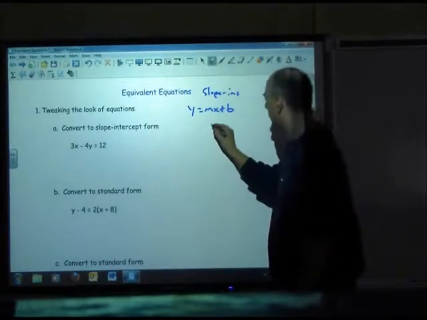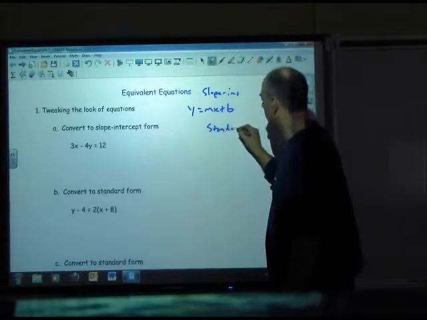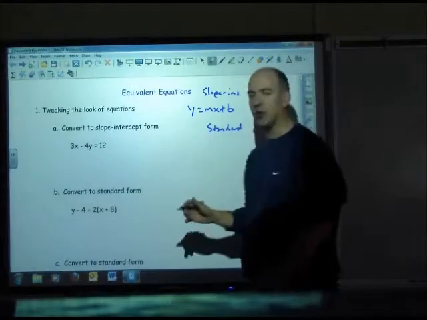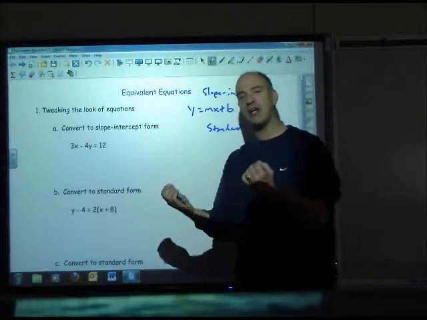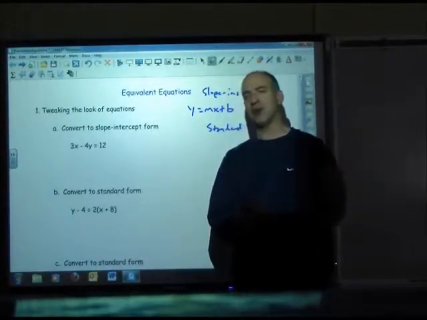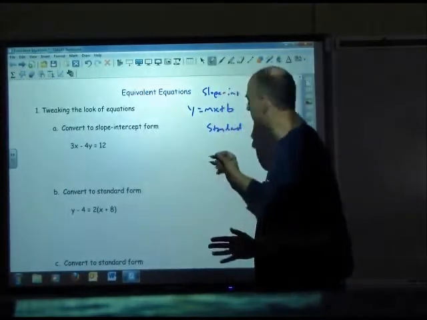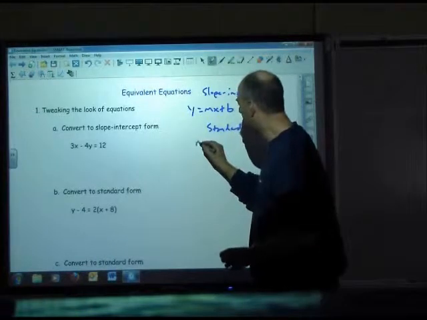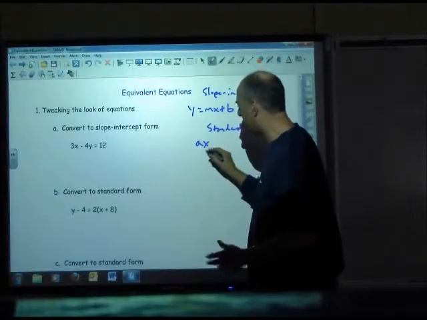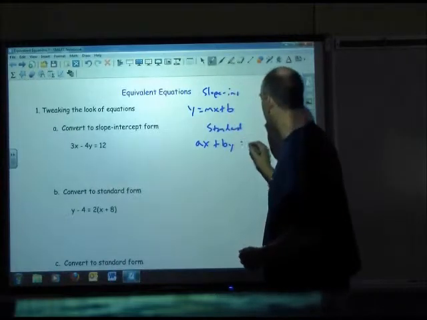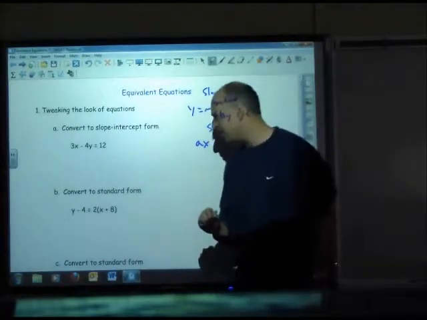Another form is called standard form. Standard form is really a lot different than slope-intercept form. Standard form recognizes when you have combinations of items resulting in some total. So there isn't per se a dependent variable. It's just combinations of items resulting in a total. So that one goes a little bit of a variable ax plus a little bit of a different one, by, equals sum total c. Okay?